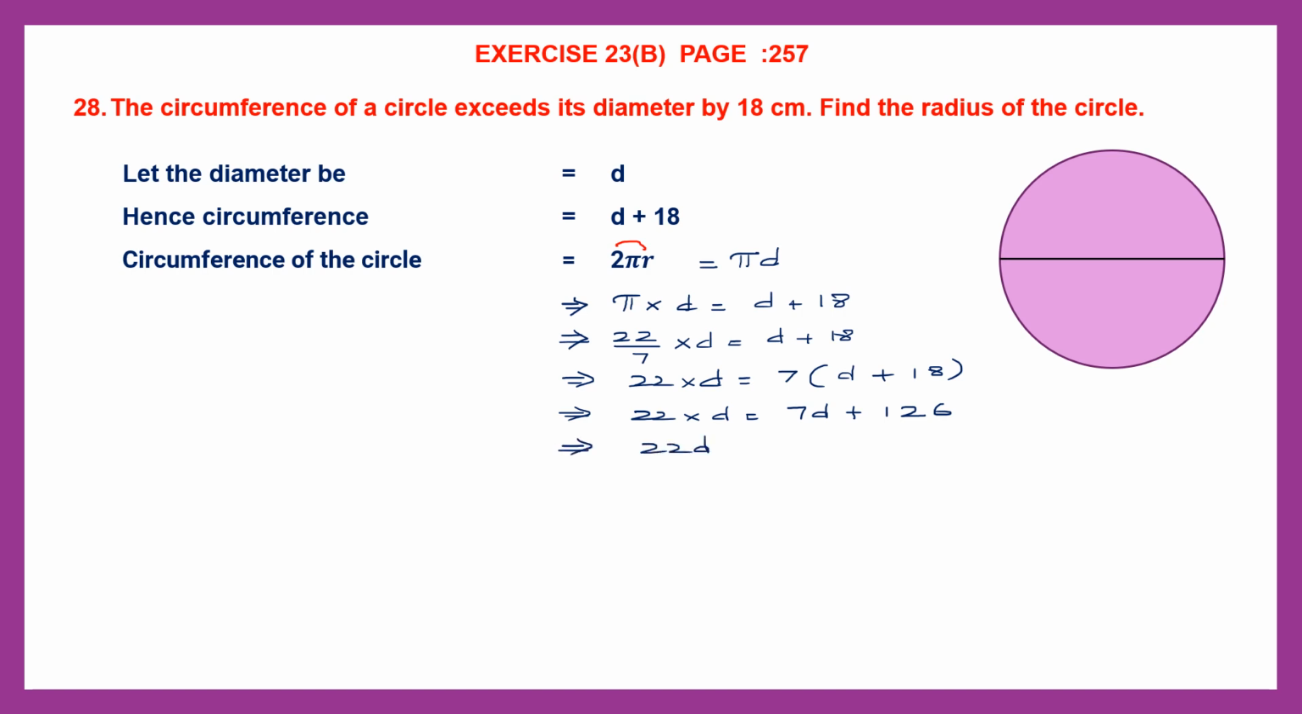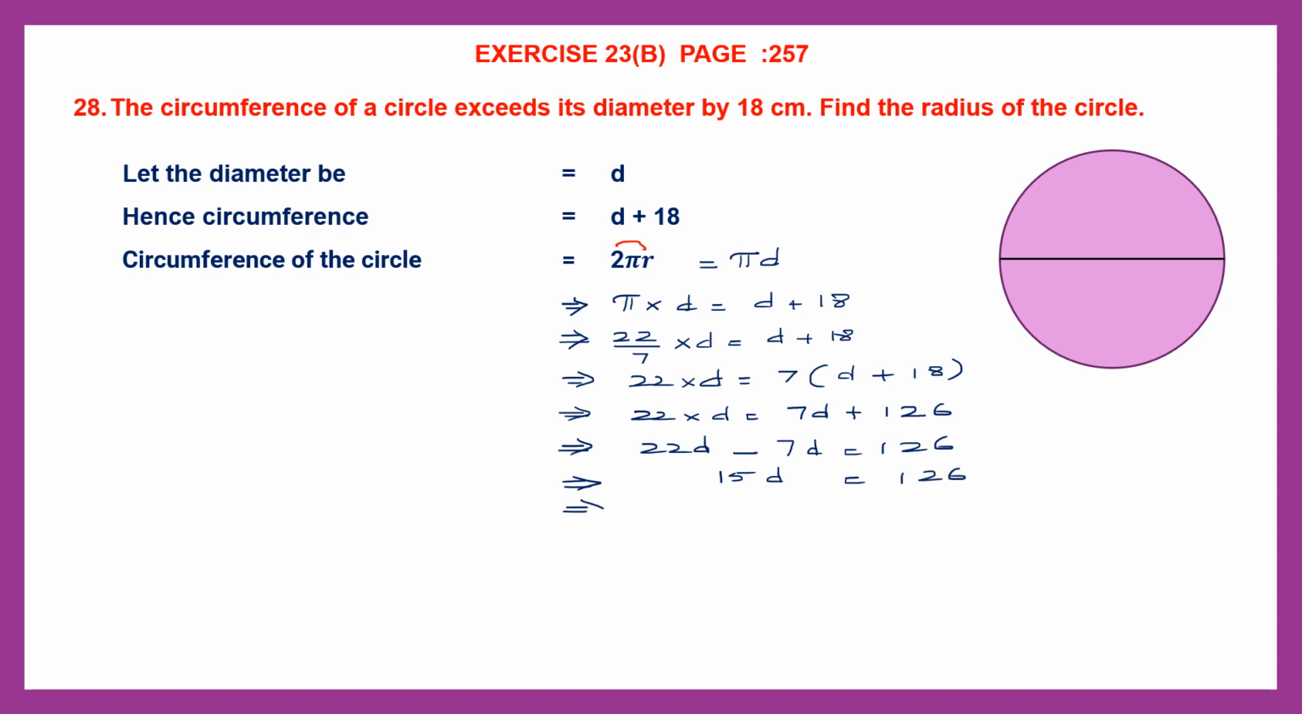Now here we have 22 into d, which is 22d. Let's bring the other d that we have on the other side, that is 7d, to this side. So here it is plus, so when it comes here it becomes minus. So 22d minus 7d is equal to 126. Now 22 minus 7 is 15. That means 15d is equal to 126.